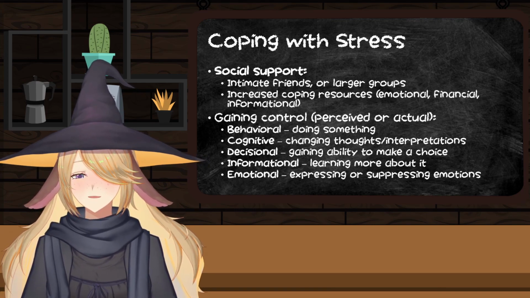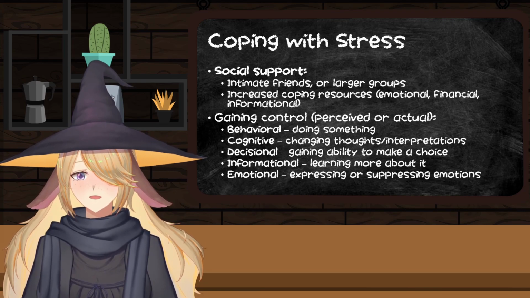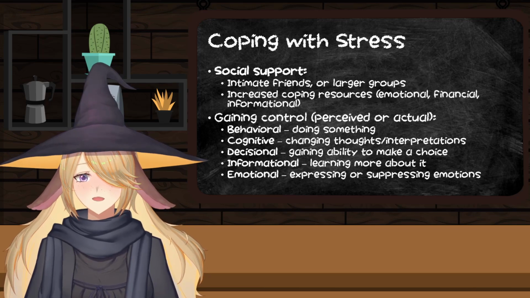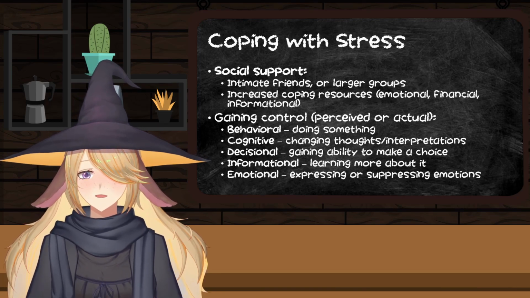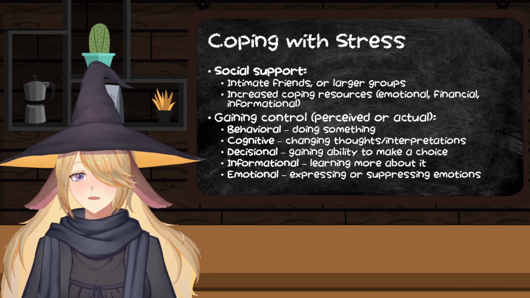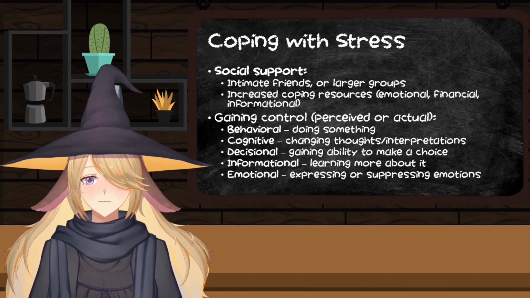You can further break this down into stuff like behavioral control. Do you have a course of action that you can take? Cognitive control, changing the way that you're interpreting the situation. Decisional control, reframing the situation as a choice that you can make. Informational control, just learning about it. Or emotional control, expressing or suppressing your emotions.